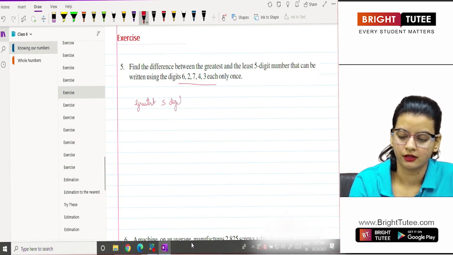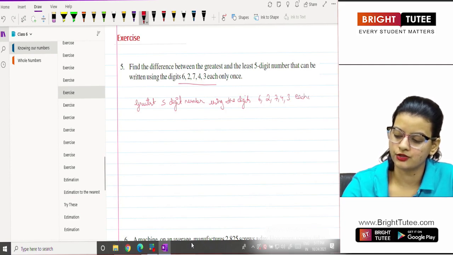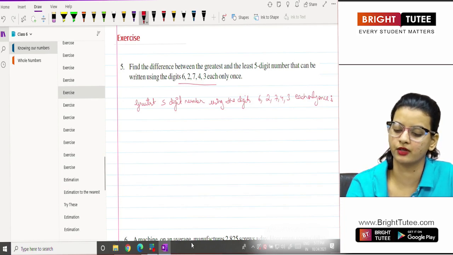The greatest 5-digit number using the digits 6, 2, 7, 4, 3, each only once, is, which will be the greatest 5-digit number.